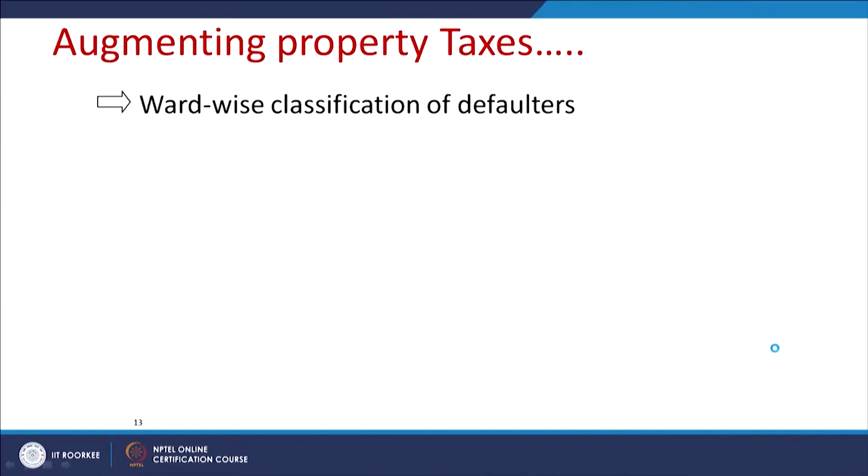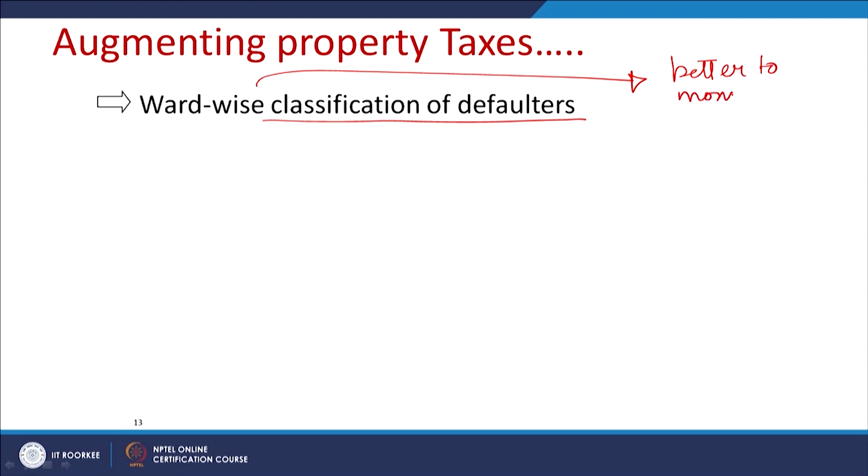Then next is ward-wise classification of defaulters. If you find that some of the properties or holdings are not paying the property tax, what could be the ward-wise classification? Why ward-wise? Because if you make a ward-wise list and maps, it is better to monitor at the individual level. At the ward level your municipal councillors are there and they work at a micro level, at the individual level. They know each and every person in the community, in the ward.